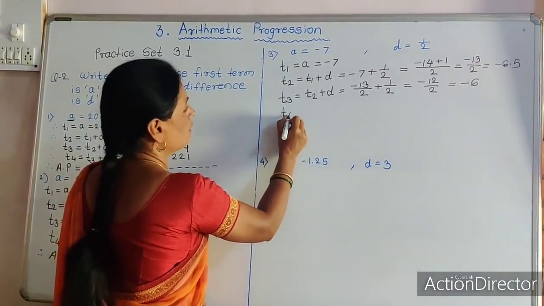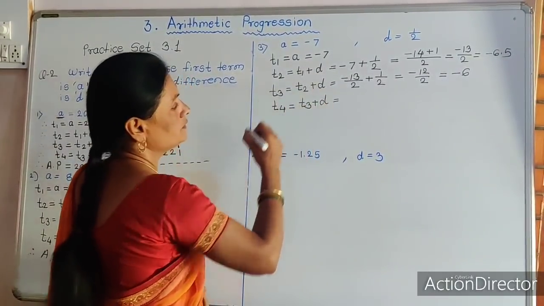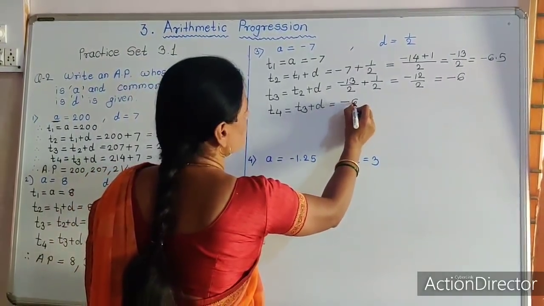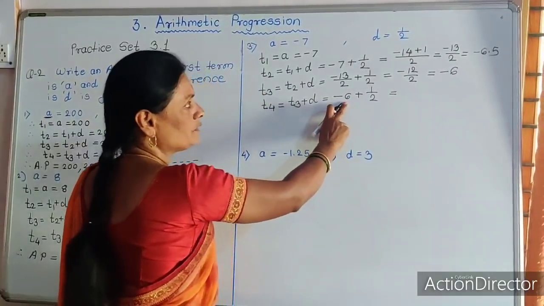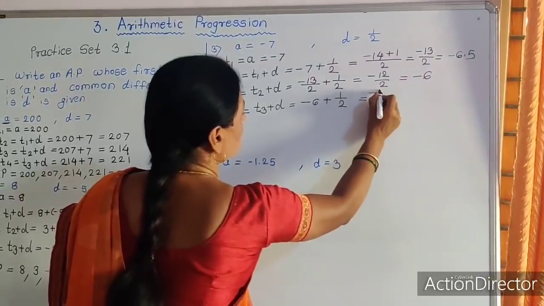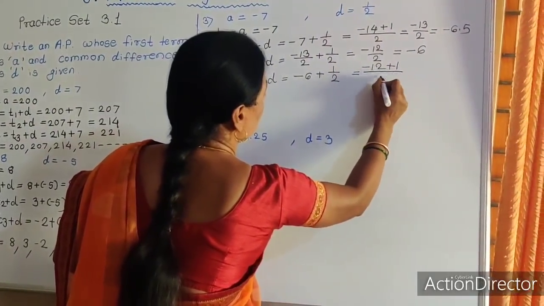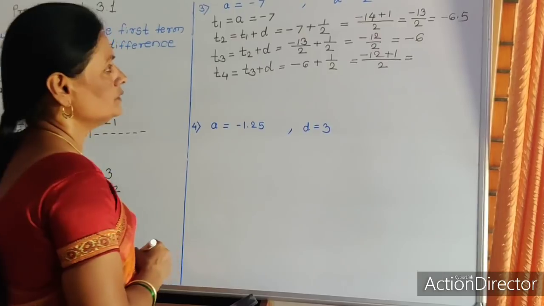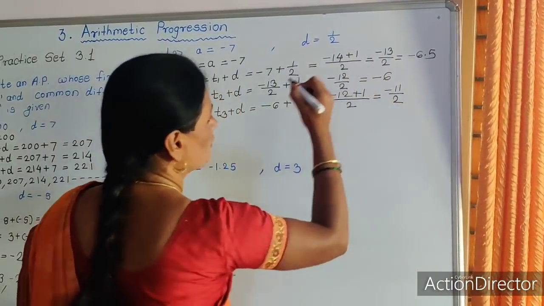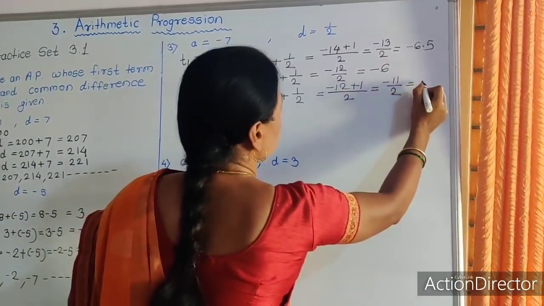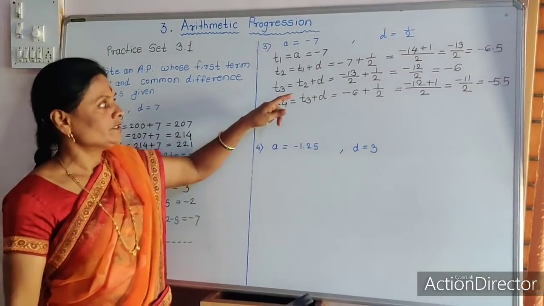Here T4 is equal to T3 plus D is equal to minus 6 plus 1 upon 2. Here the denominator is not the same. Therefore, minus 6 into 2 is minus 12, plus 1 upon 2 is equal to minus 11 upon 2 is equal to minus 5.5.